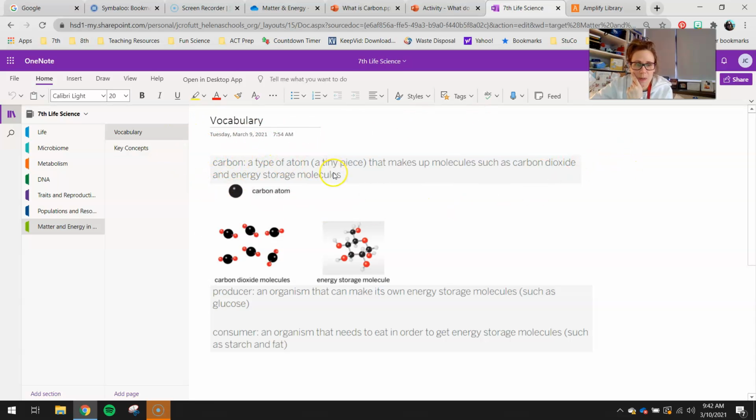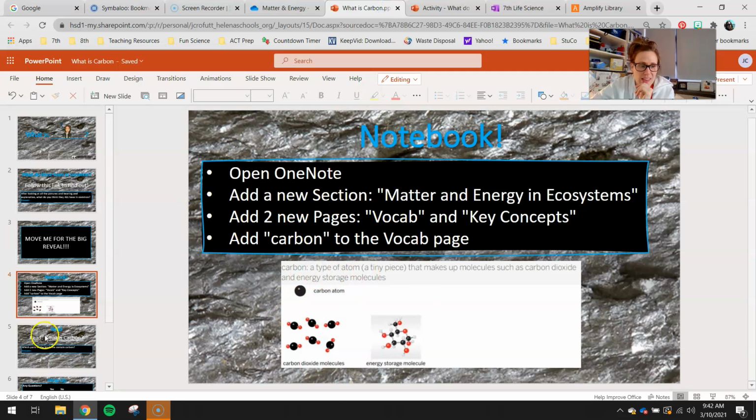And you will note that we added today carbon: a type of atom, a tiny piece that makes up molecules such as carbon dioxide and energy storage molecules. You can see this little picture here has one carbon atom, so it's a black circle. And then we can see here's carbon and carbon dioxide molecules, which is what you breathe out or what dry ice is made out of. And this is an energy storage molecule. It's probably glucose. So you will add that in there.